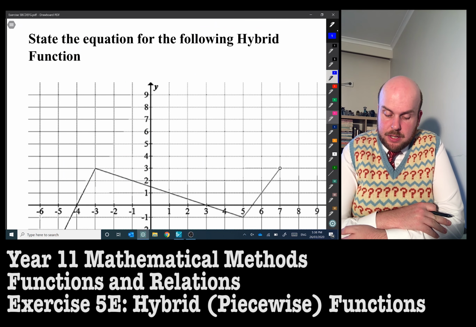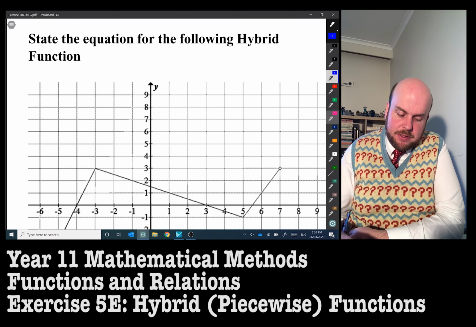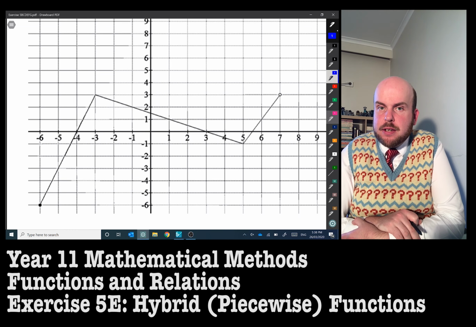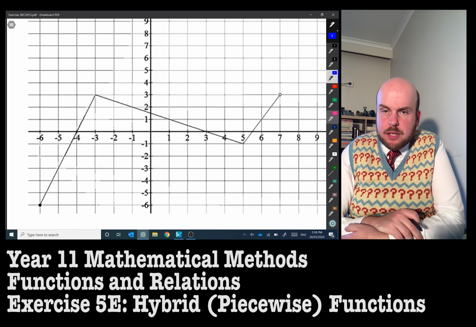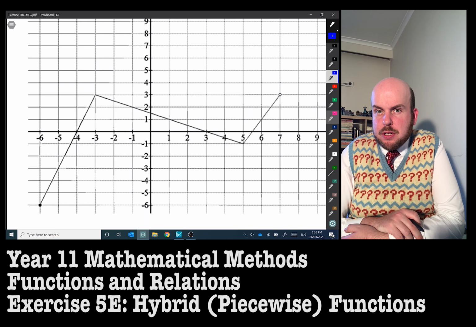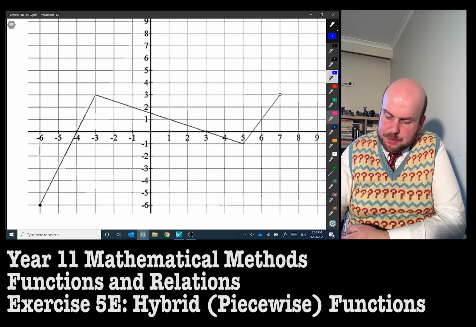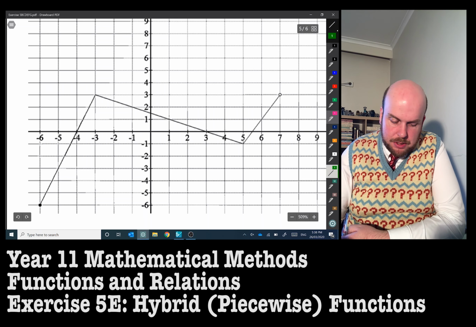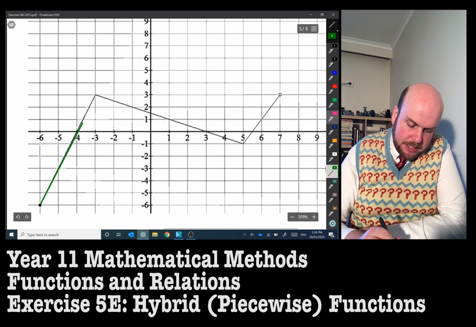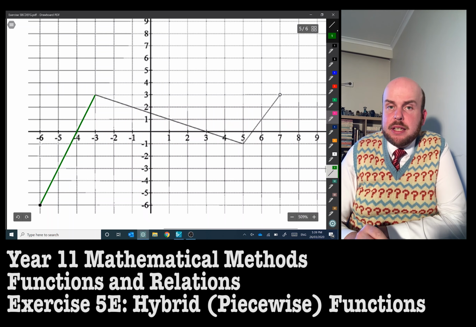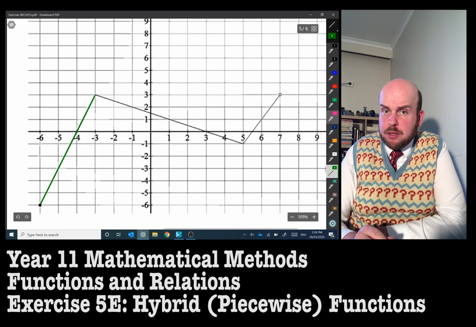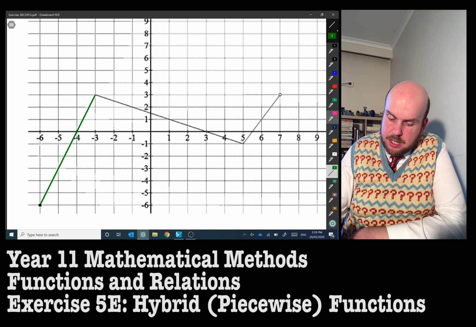Here I've got a hybrid function, and I'm asking you to find the equation for it. In other words, we're going to find the equation for each component, and then we're going to write it as a hybrid function. So we can start with this one on the left. It's clearly including. At this point, it doesn't suggest whether it's including or not including, so we can make that decision ourselves.